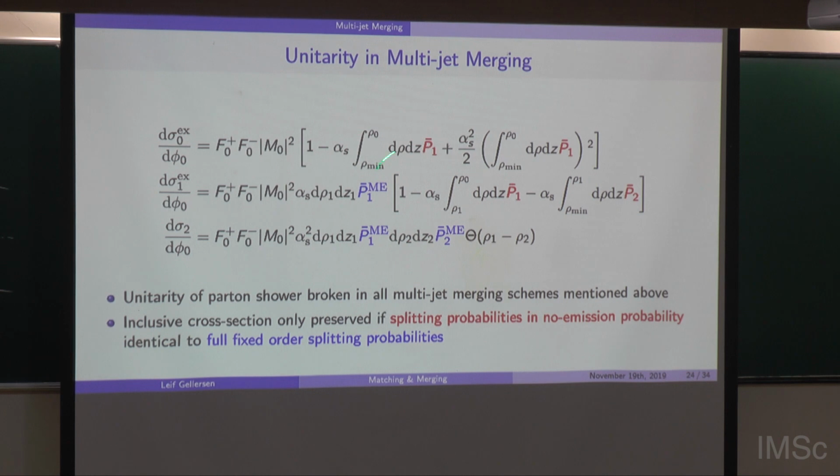But if we do this merging, so we replace the radiation pattern of the parton shower with the correct matrix element expressions here, but we still ask the parton shower to give us the no emission probabilities. So this is red here. Without this correction, this cancellation in all orders of alpha s is broken. So what we end up with is a change in inclusive cross-section by including higher multiplicity samples.